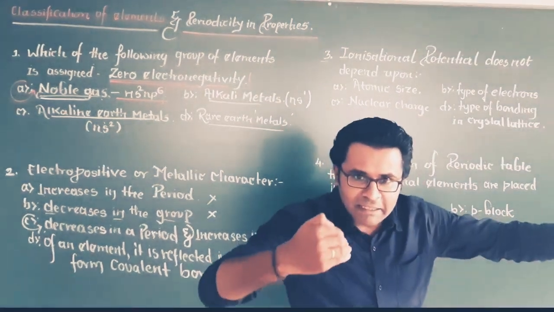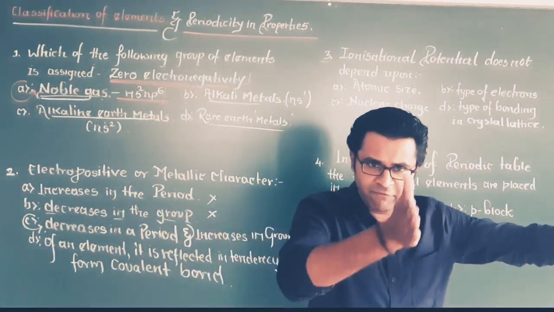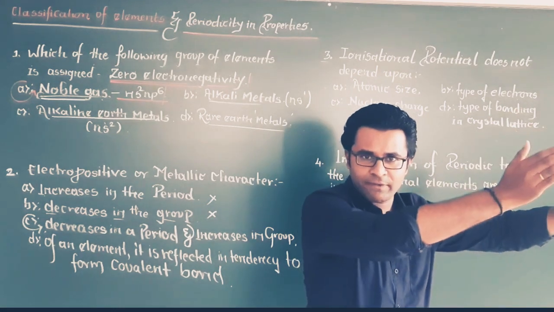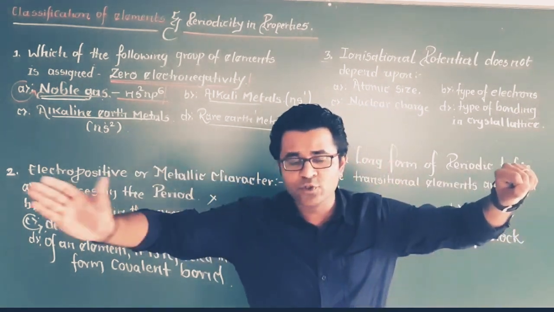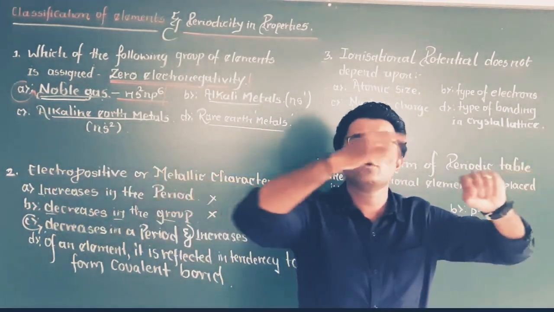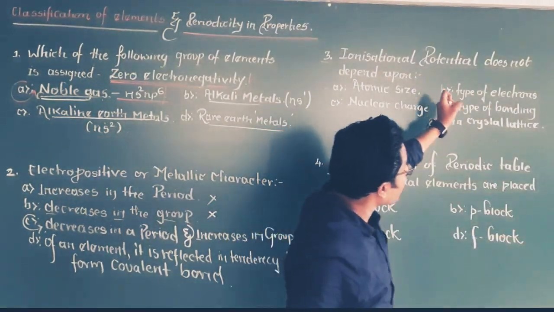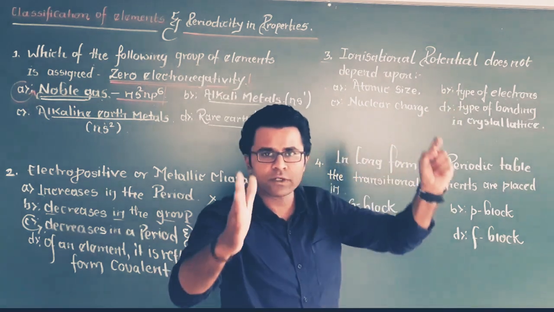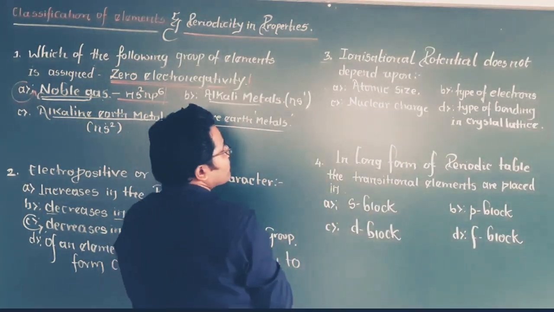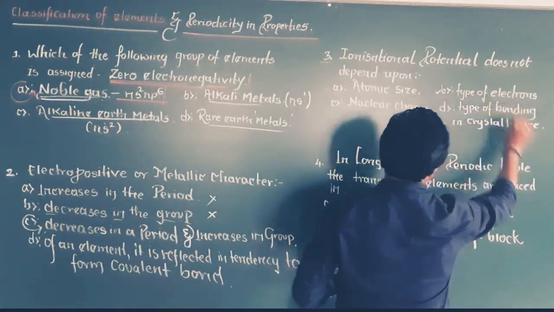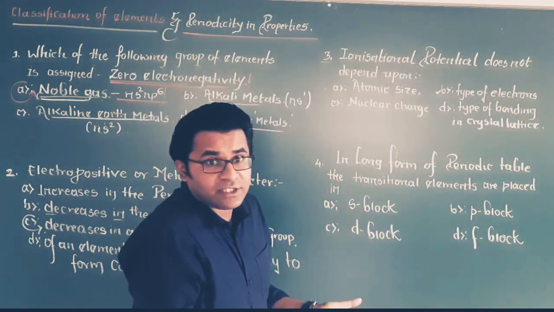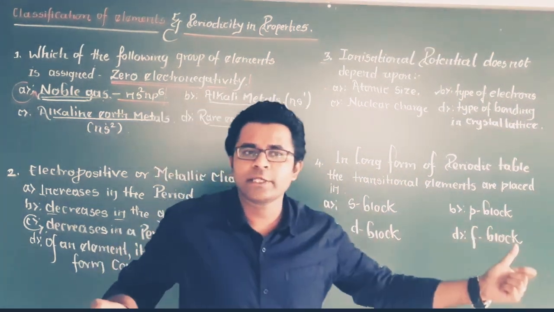So, as the orbit shifts from S to P, from P to D, from D to F, the distance from the nucleus goes on increasing, and therefore the outermost electron can be removed very easily. Therefore, it depends upon what is the type of electron that we are focusing on. Yes, it depends. Nuclear charge, of course, we are speaking with respect to the attractive power.